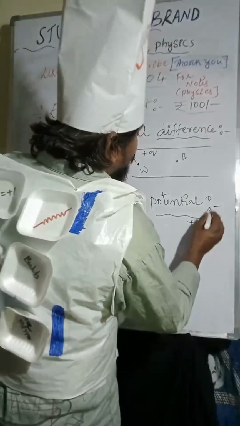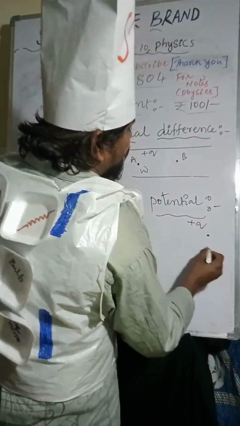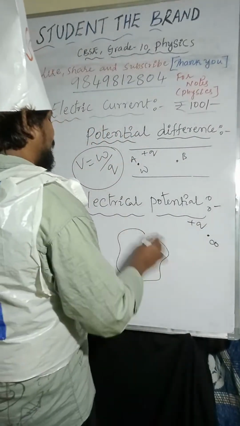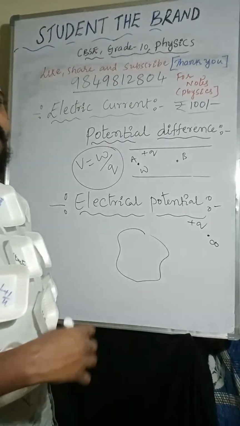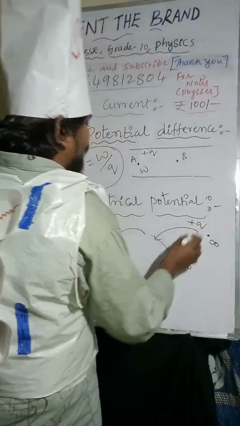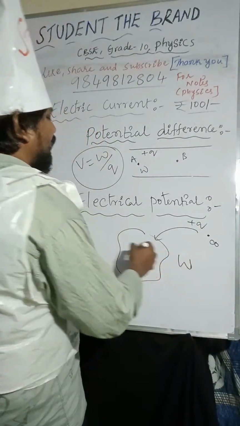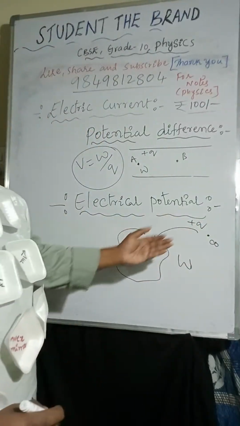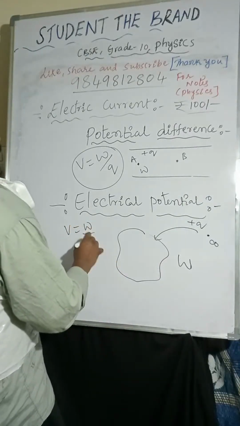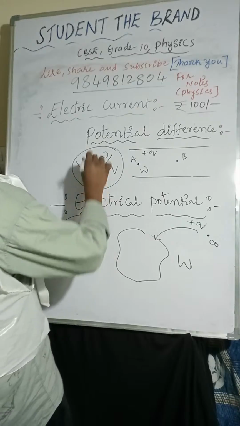So I am taking the positive charge. So here you can observe, this is infinity. This is the required field. We are doing some work to bring unit positive charge from infinity to the required field. So V equal to W by Q.